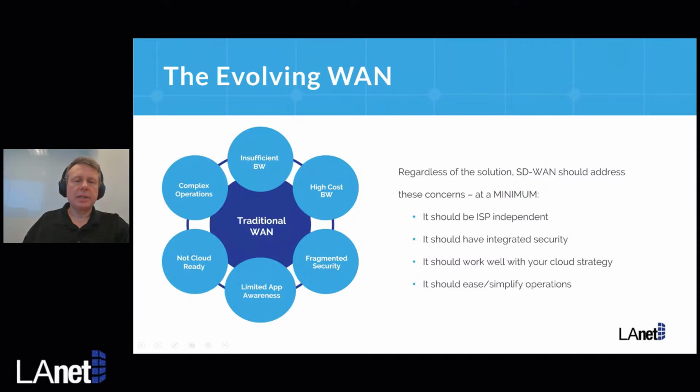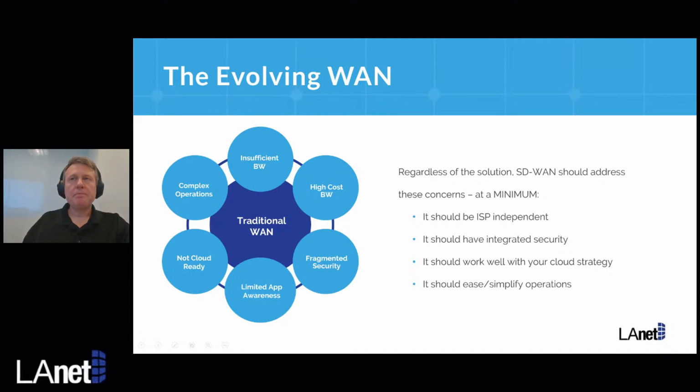When you take a look at the traditional WAN, there's really 6 main pillars that we could put most of the limitations into. And at a minimum, any SD-WAN solution that you take a look at should really address these 6 items, right?